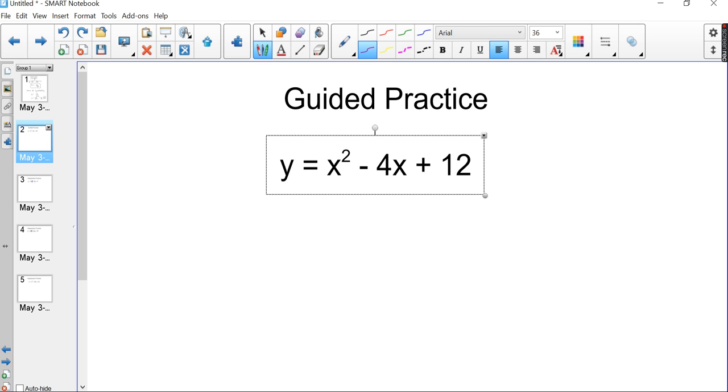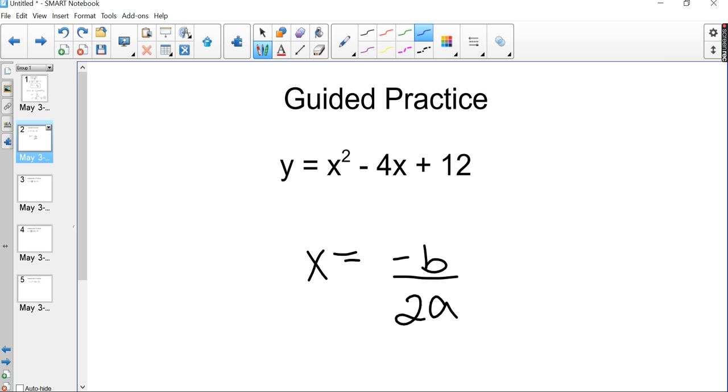Moving on to guided practice. So now we want the axis of symmetry for y equals x squared minus 4x plus 12. And now that we have this nice formula for it, it's easy to solve. x equals negative b over 2a. Let's find b in the equation. That would be negative 4. Let's find a in the equation. Well, I don't see anything in front of x squared, so that would just be 1.